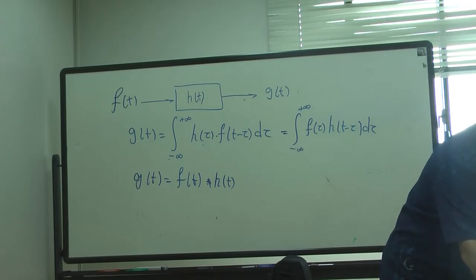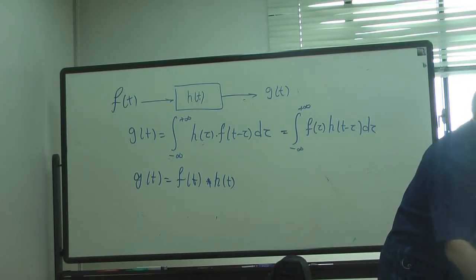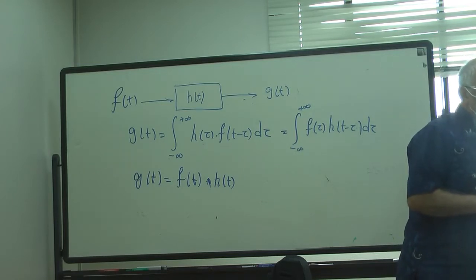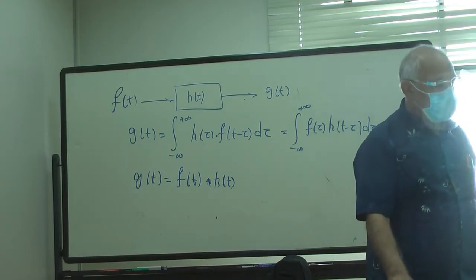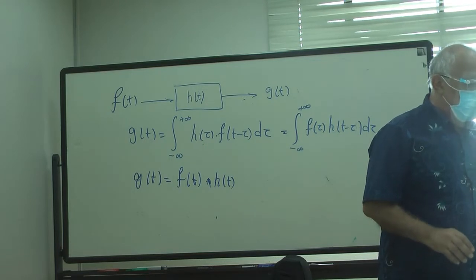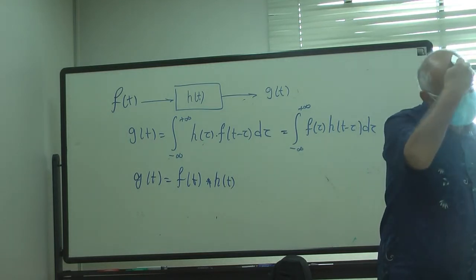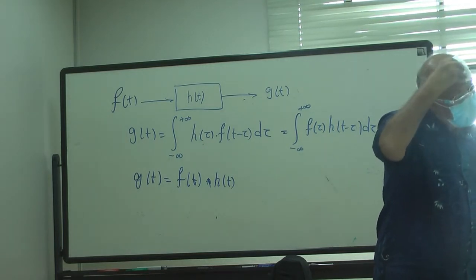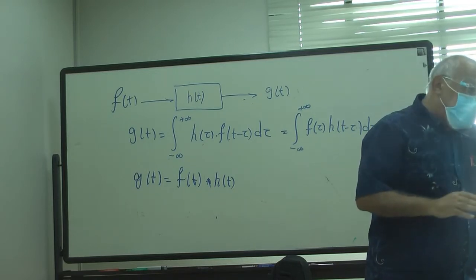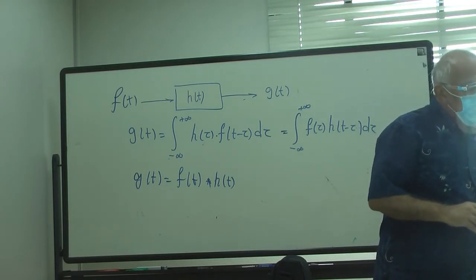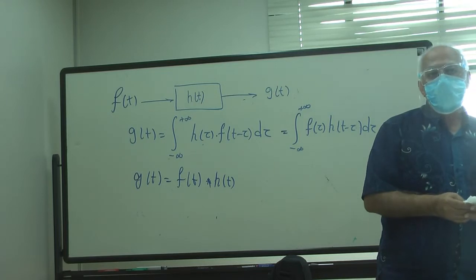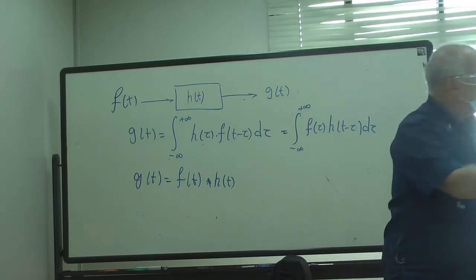And there are some properties. Let's go faster. Frequency domain. Well, if you want to go from the time domain to the frequency domain, you use the Fourier Transform. You know about Fourier Transform? This is Fourier Transform.